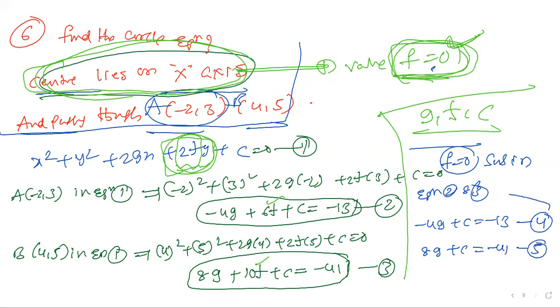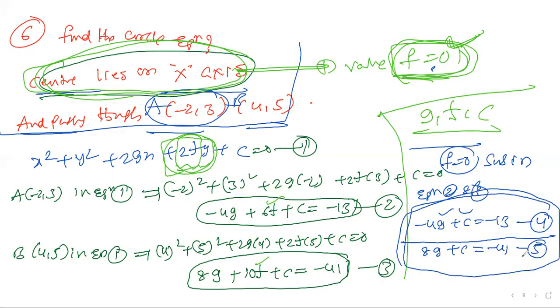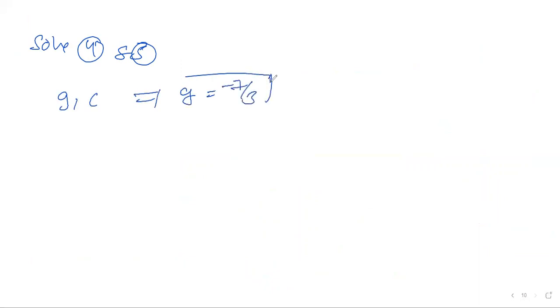Now these are 2 equations and 2 variables. Am I clear? 2 equations, 2 variables. g and c are the variables. Solve equation number 4 and equation number 5. You are going to get the values of g and c. So after solving, I'm writing the value of g is equal to -7/3. The value of c is equal to 67/3.